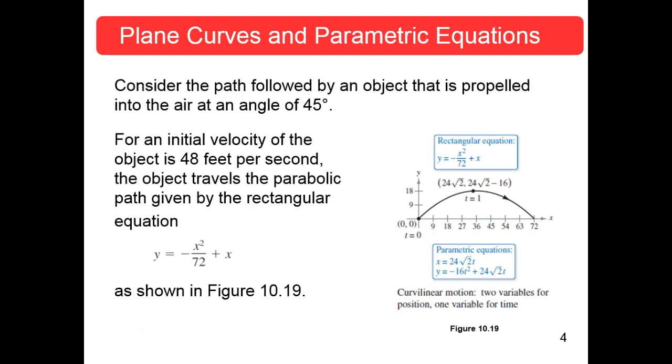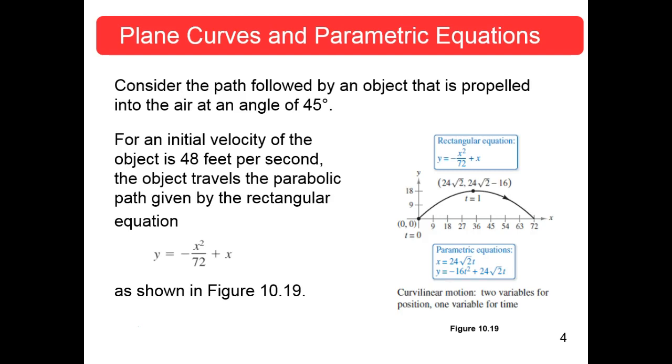Consider the path followed by an object that is propelled into the air at an angle of 45 degrees. The initial velocity of the object is 48 feet per second. The object travels in a parabolic path given by the rectangular equation, this. You might say, where did that come from? Very legitimate question. They just gave it to you. Here's the rectangular equation for a projectile propelled into the air at an angle of 45 degrees.